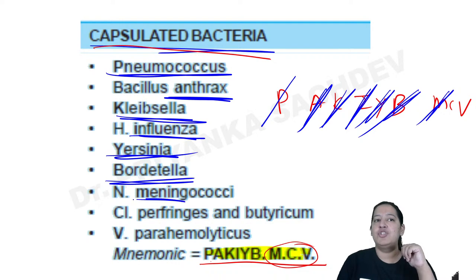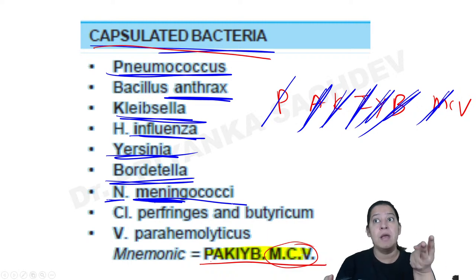M says meningococcus. It is Neisseria meningococcus, but not Neisseria gonorrhea. We have two types of Neisseria. Out of the two types, Neisseria meningococcus is capsulated, but Neisseria gonorrhea is non-capsulated.